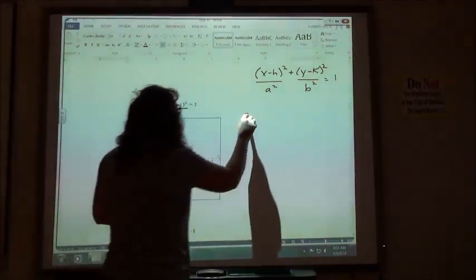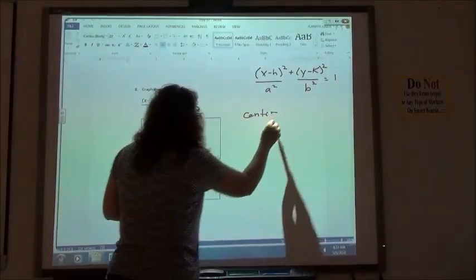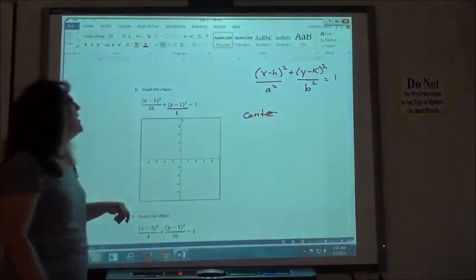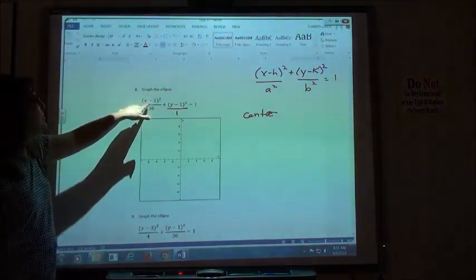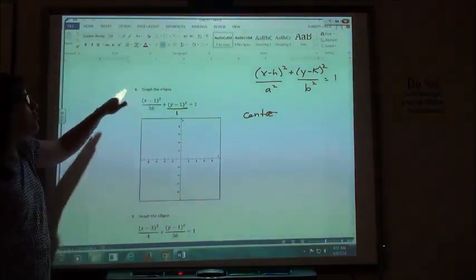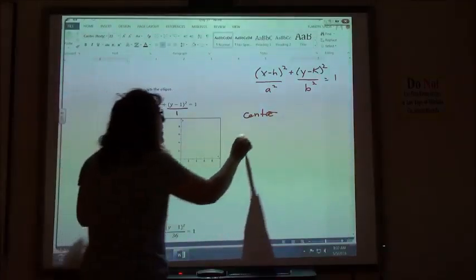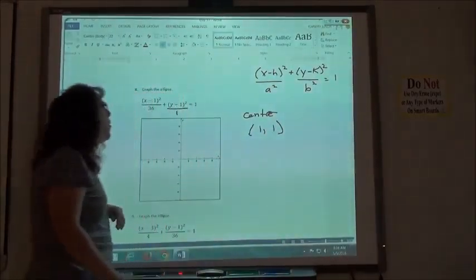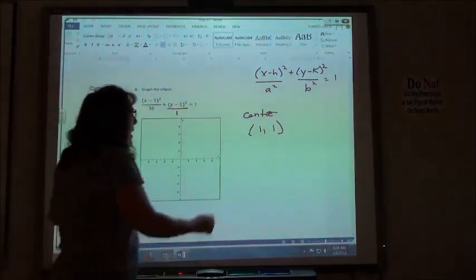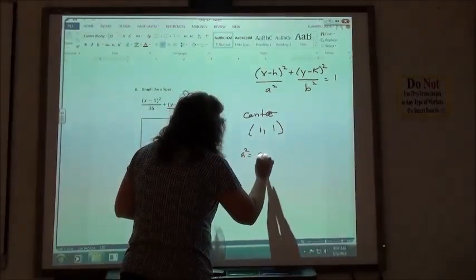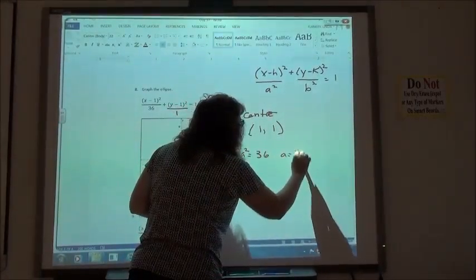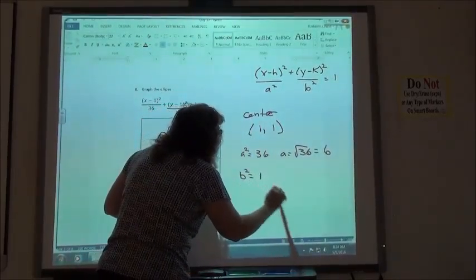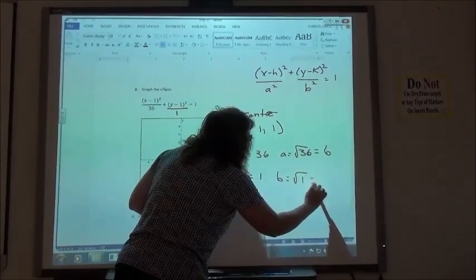So if I'm picking out my center, since I have x minus 1 and y minus 1, both of those are going to be the opposite, since I have a minus in my formula. So my center is going to be at 1, 1. Since a squared equals 36, a is going to equal the square root of 36, which is 6. Since b squared equals 1, b equals the square root of 1, which is 1.